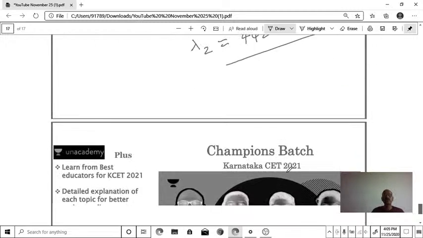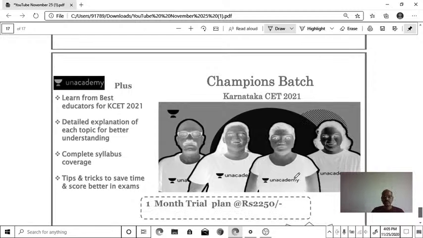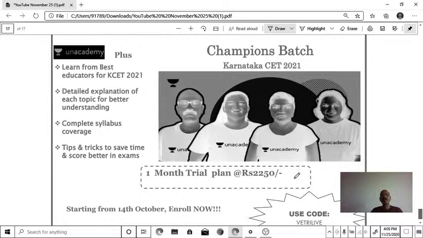So that's the end of today's session. I hope today in the double slit experiment we discussed the important concepts.